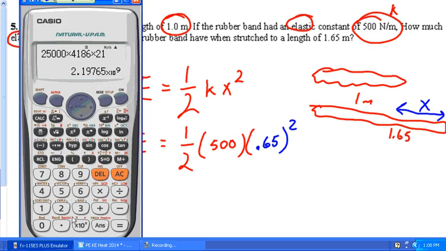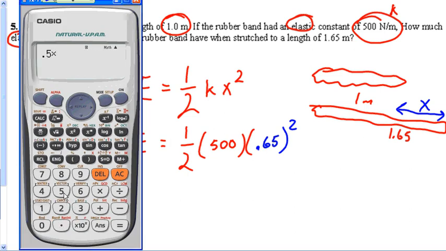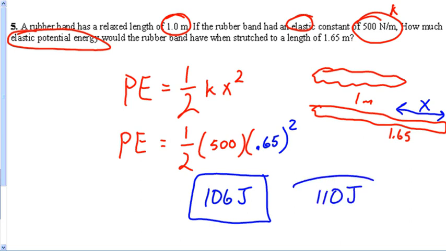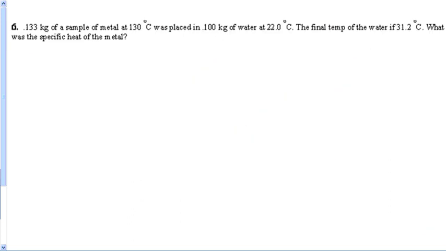So in this problem, all I'm going to do is half of 500, which would be 250, times 0.65 squared, and that comes out to 105.6. So I'm going to go ahead and just write 106 joules for my answer. Sig figs would actually be 110 joules, but hey, anyway, I like to party. What can I say? Number six is basically an mc delta T.